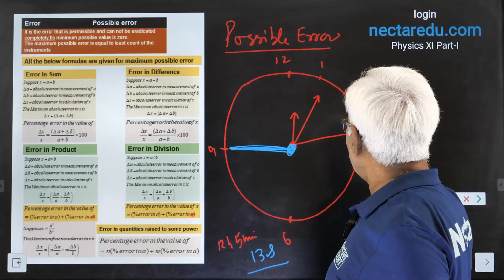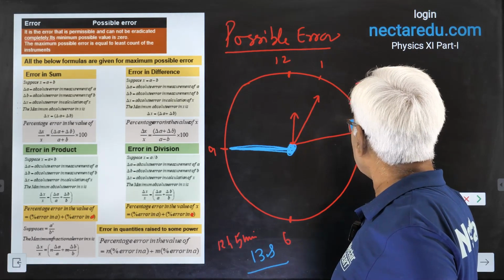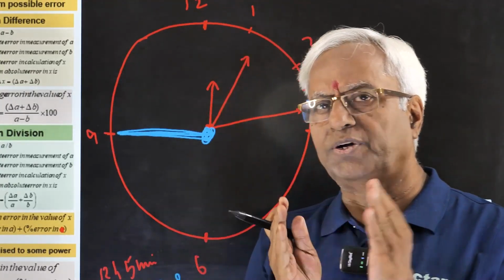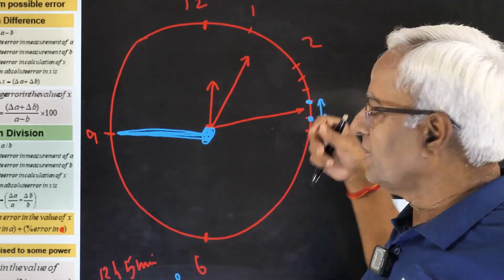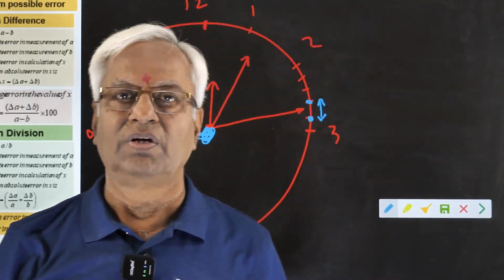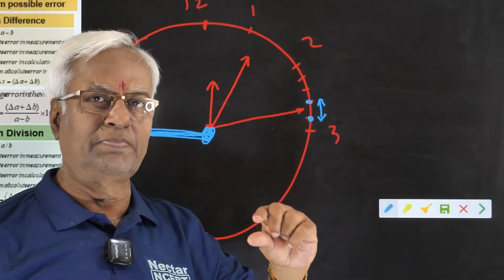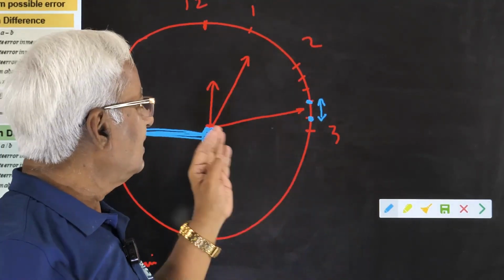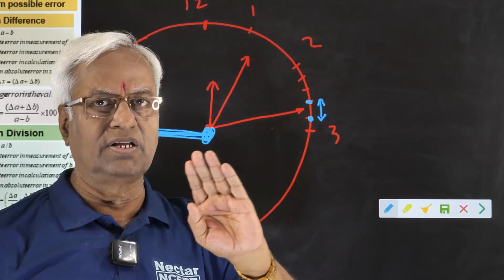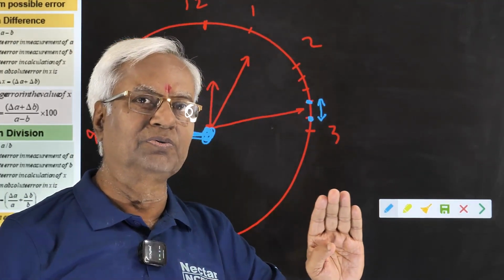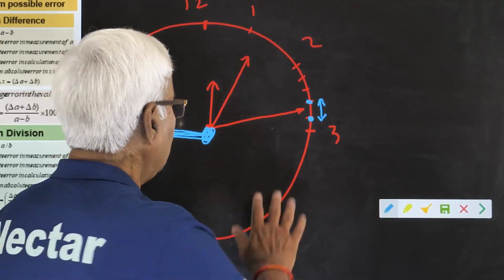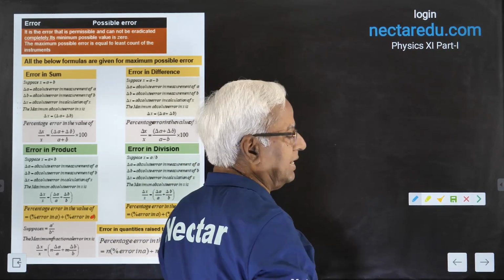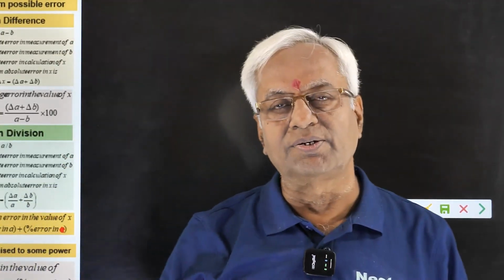But the maximum possible error is equal to 1 division. At the maximum, the error which could take place here is equal to 1 division. And what is 1 division? Least count. The smallest division of any scale represents the least count. One very important result we have is that the maximum possible error in any measurement is equal to the least count. Well, we'll proceed with this result.